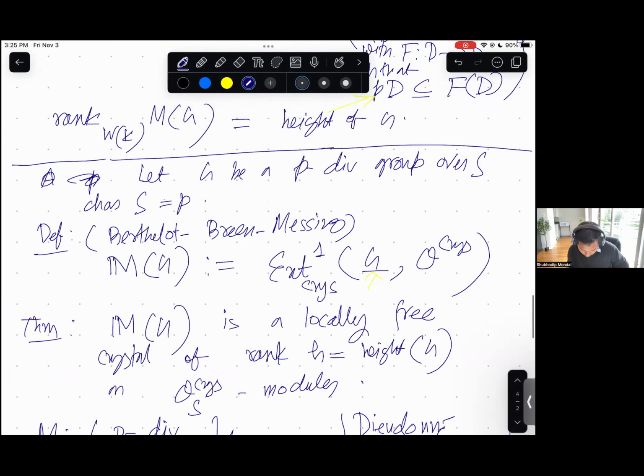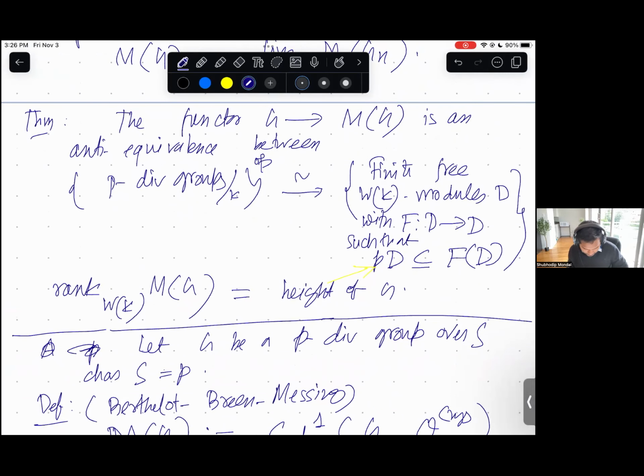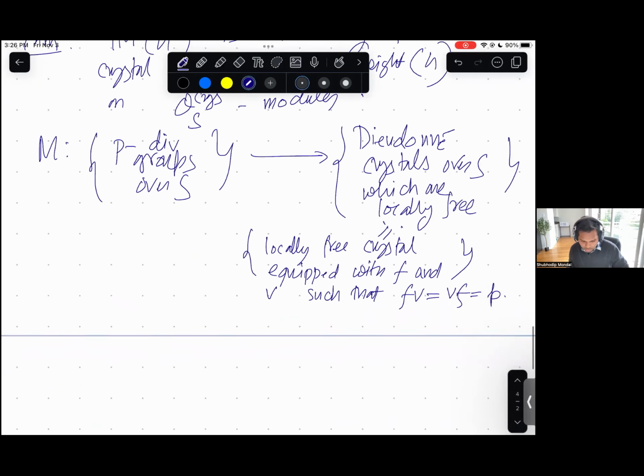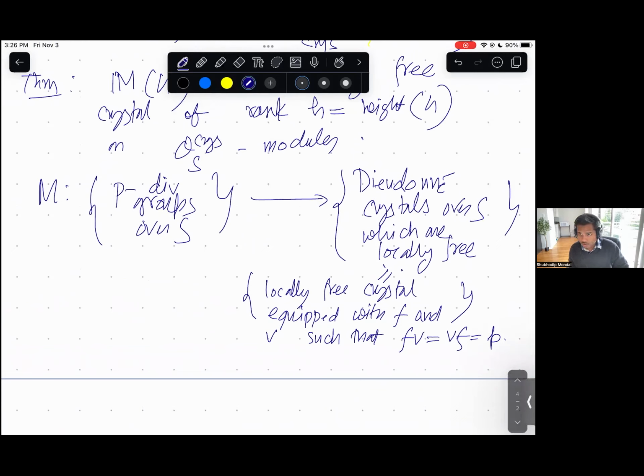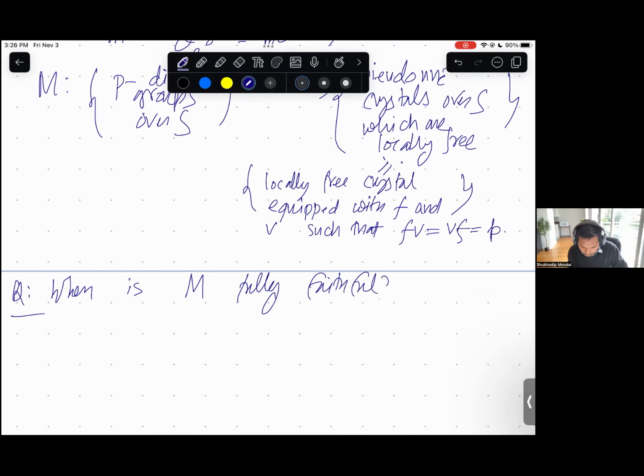So keeping the case over, when the base is a perfect field in mind, which is what we stated here. So now, since we have this functor M, one can, in general, try to study when is this functor M going to be fully faithful. So some question one can study: when is M fully faithful?